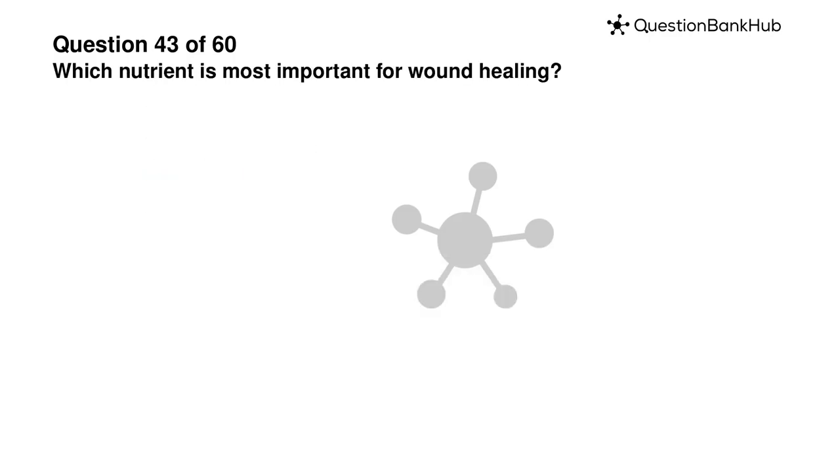Question 43. Which nutrient is most important for wound healing? A. Carbohydrates. B. Fats. C. Protein. D. Vitamins.